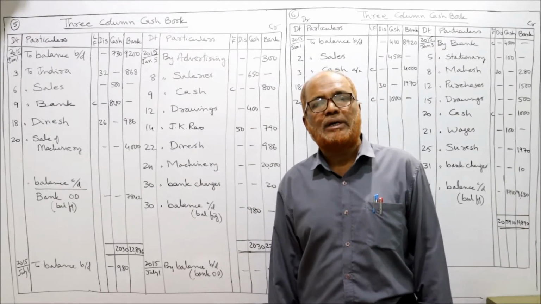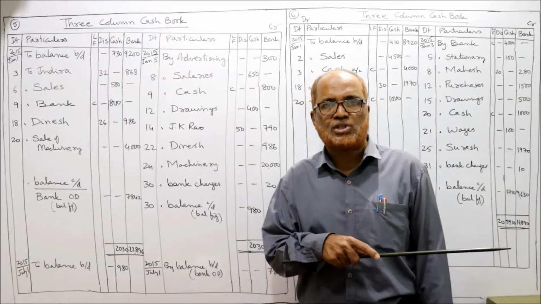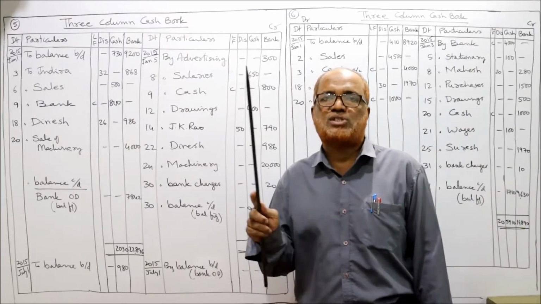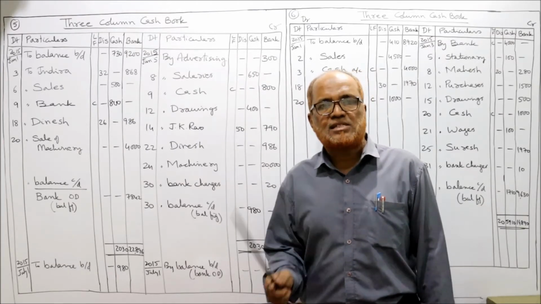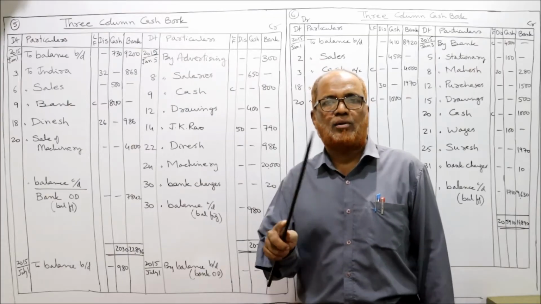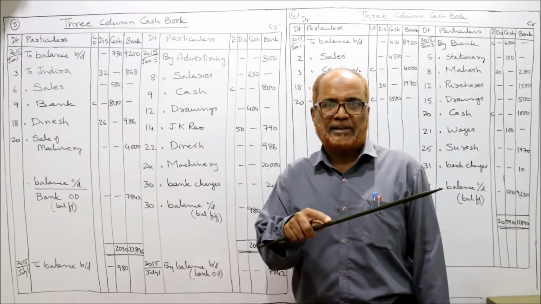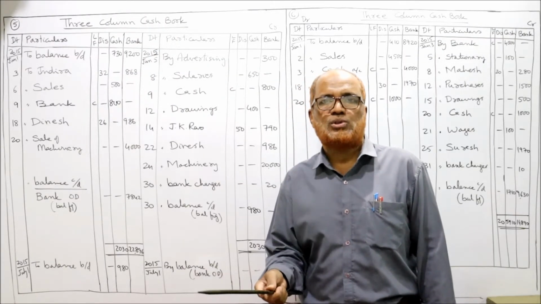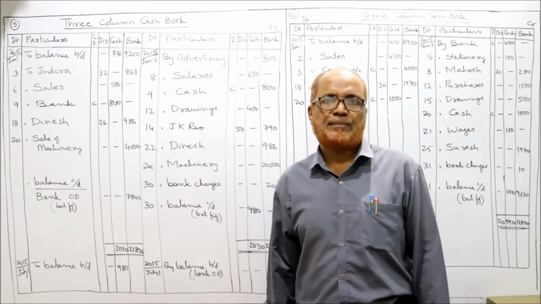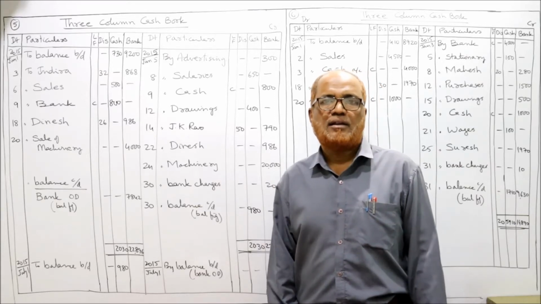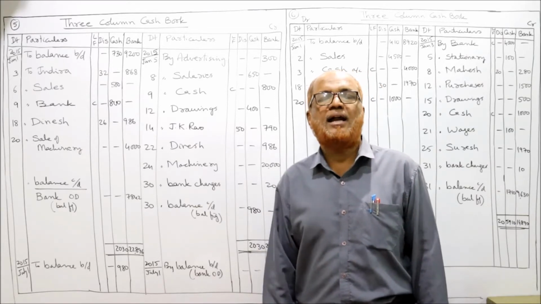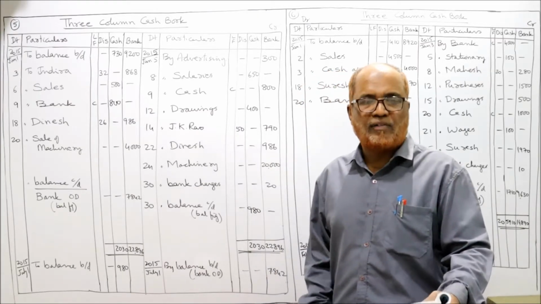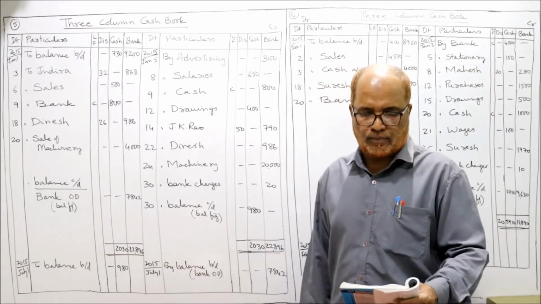Contra entry will occur in two cases: when cash is deposited in bank, or when cash is withdrawn from bank for office use. When cash is deposited, the entry will be bank account debit to cash. Bank will be debited, cash will be credited. When cash is withdrawn from bank for office use, then cash account debit to bank. Cash is debited, bank is credited. In these two circumstances, the entry will come on both sides of the cash book. That is contra entry. So here, on the 9th, amount withdrawn from bank for office use.